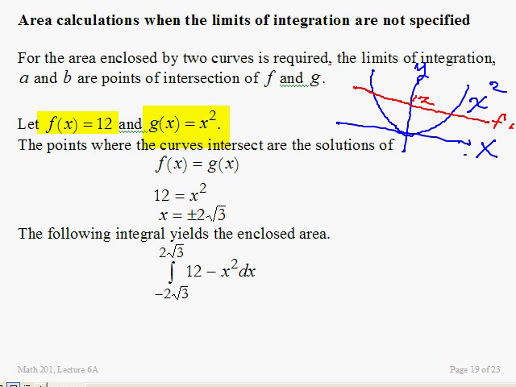So I want the region in between here. To do that, I have to find these points. To find where they intersect, you set f equal to g, you solve that algebraically, and you find it is plus or minus 2 square root of 3. So this point is negative 2 square root of 3. The point out here is 2 square root of 3, and those become the limits of integration. You notice from here that 12 is always greater than x squared in this case, so we don't need absolute value signs, but you could put those on as well.